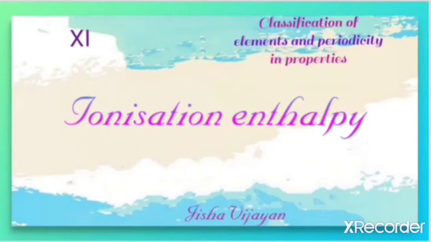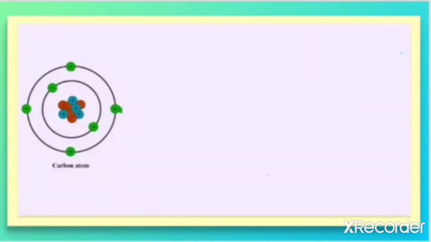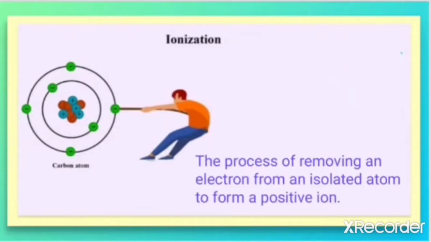Hello students, let us discuss ionization enthalpy in the chapter Classification of Elements and Periodicity in Properties. As we have already discussed, in an atom, electrons are attracted by the positively charged nucleus. So, the process of removal of an electron, that is an outermost electron, from an atom is called ionization.